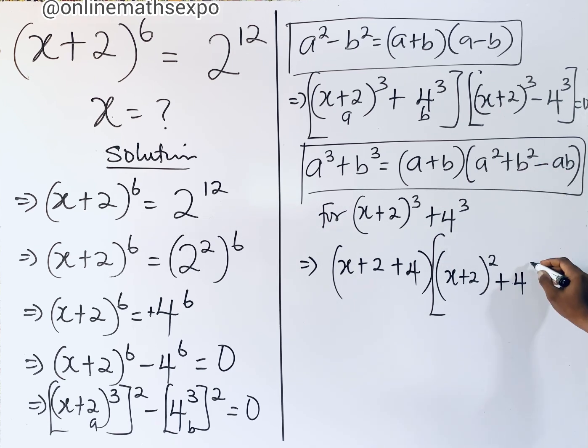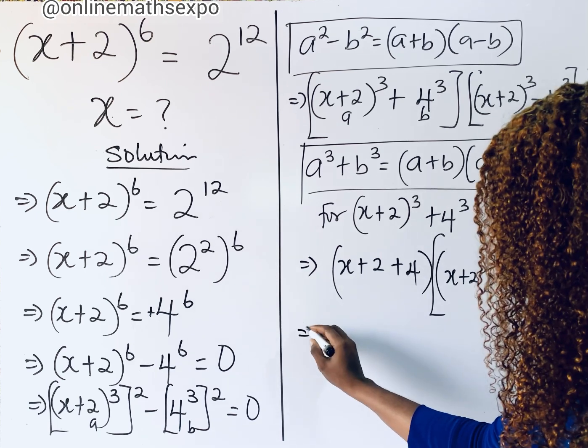So your b is 4 and it will be squared minus your a multiplied by b. This is your a, this is your b. So you use 4 to multiply x plus 2. I hope you are still with me there. Now what do we do? We keep simplifying.